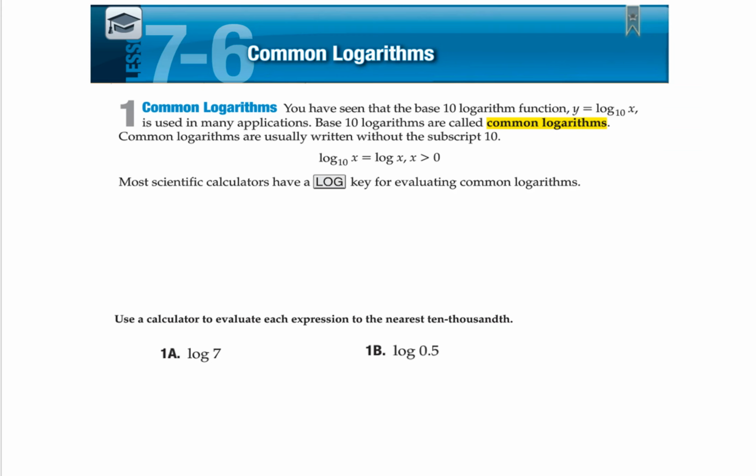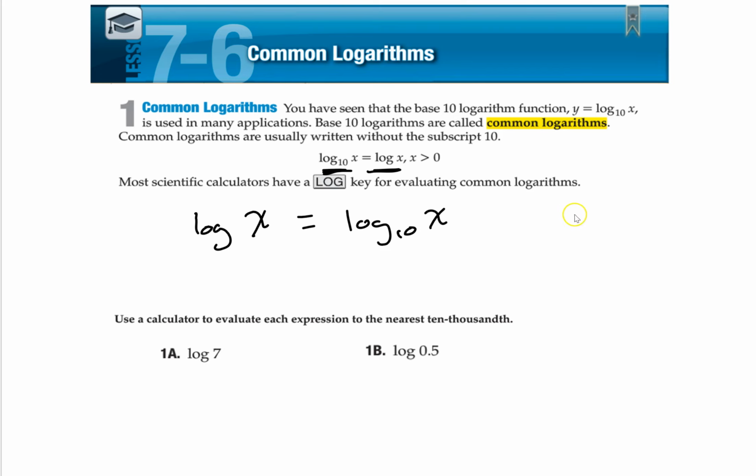So what is the base on a common log when they don't give you one? It's base 10. That's what it is. That's what we use so much that we just call it log. So anytime you see a log without a base, we should know inherently that's the same thing as saying log base 10.